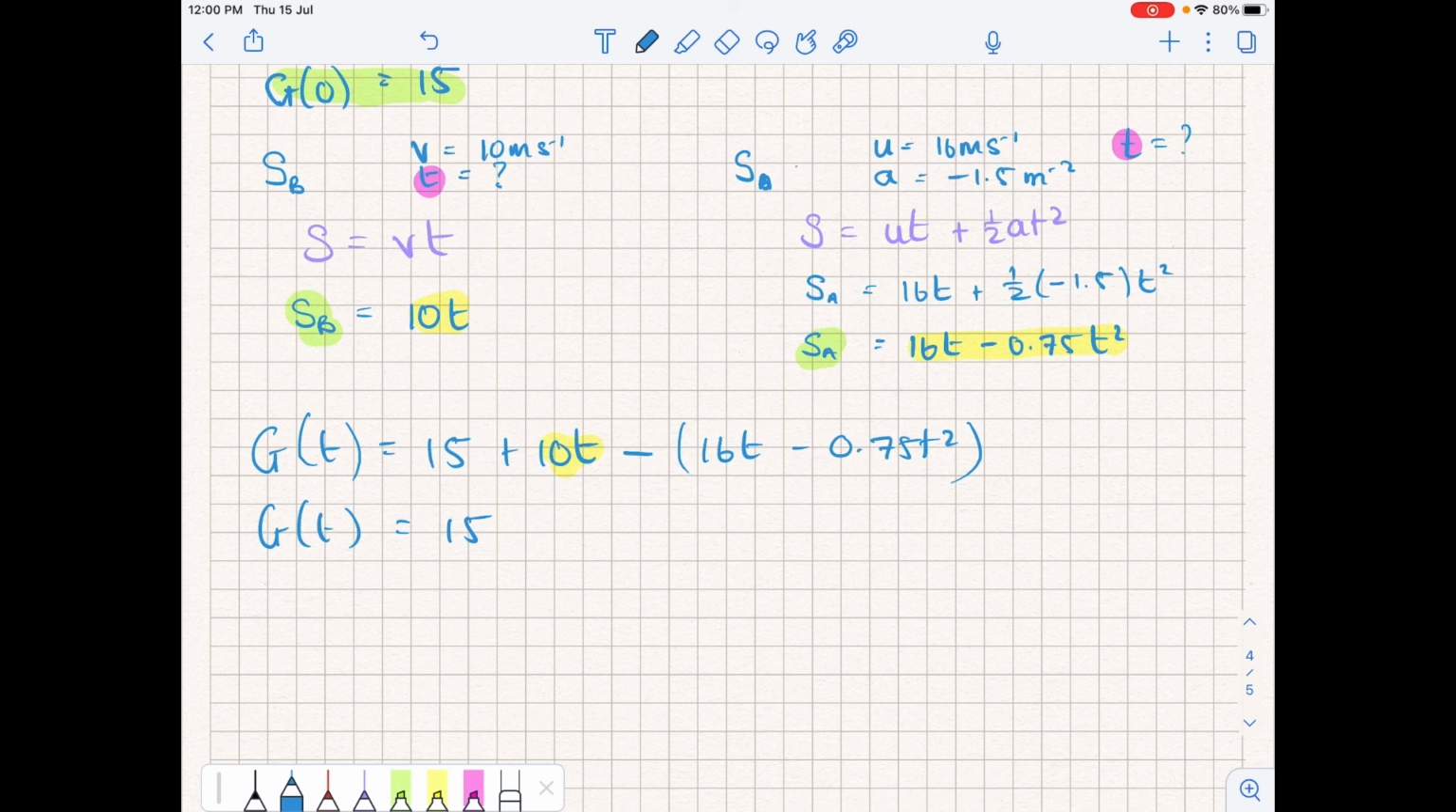Right, this 10t and this 16t on the inside are going to simplify to, we're going to get minus 16, so this is going to become minus 6t, and we're going to get plus 0.75t squared. This is the function with respect to time for the gap between the two cyclists.